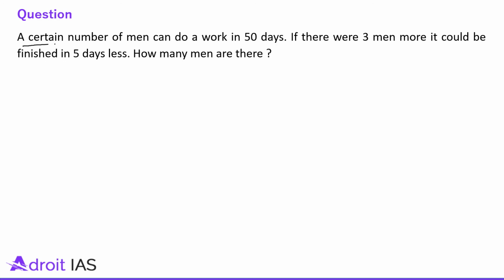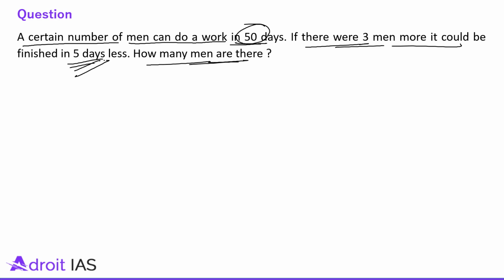The question is saying a certain number of men can do a work in 50 days. If there were 3 men more, it could be finished in 5 days less. How many men are there? See everyone, 50 days and 5 days less, right? So assigned and actual. It was assigned for 50 days, right? But actually it was finished in 45 days, right?